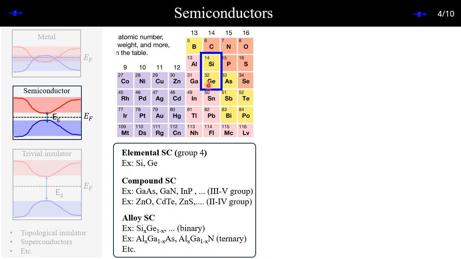Now we can also do 2-6, for example, zinc oxide. Zinc is probably not shown here. Maybe.